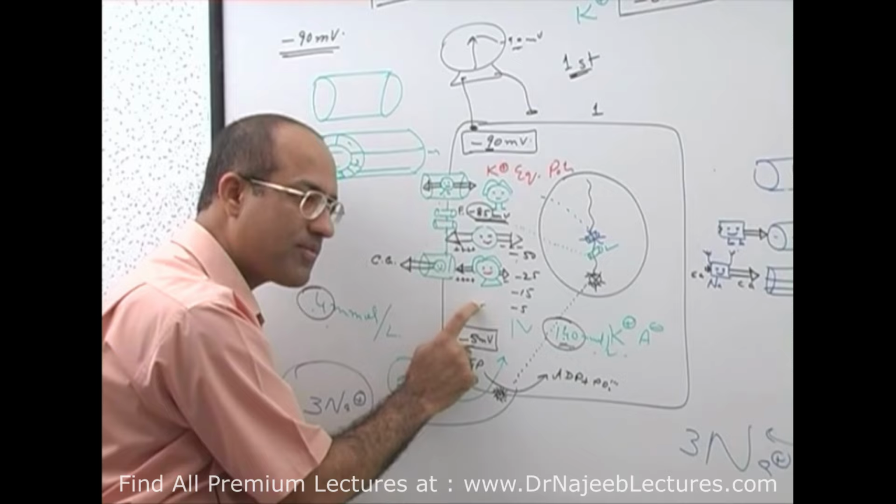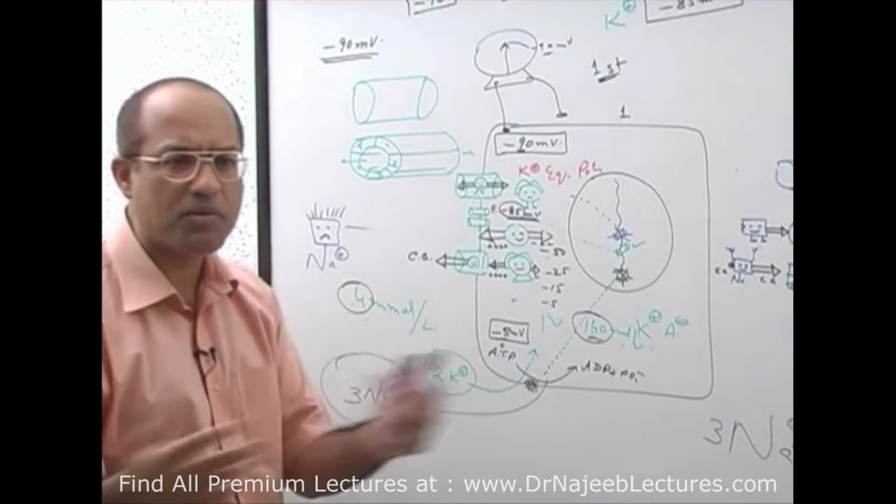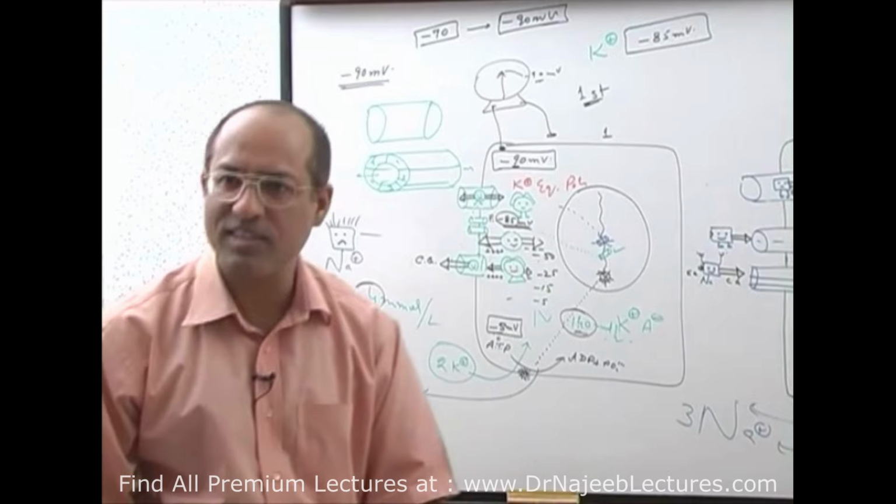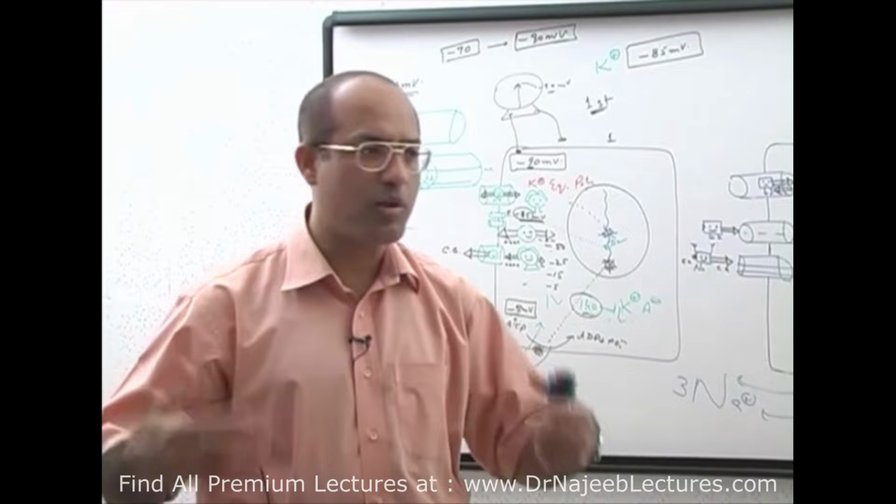Electronegative inside. Is that right? Because resting cell membranes are freely permeable to potassium, and potassium escaping from inside to outside produces electronegativity inside. So we say the resting membrane potential, which is present in almost every cell, has a negative polarity inside.